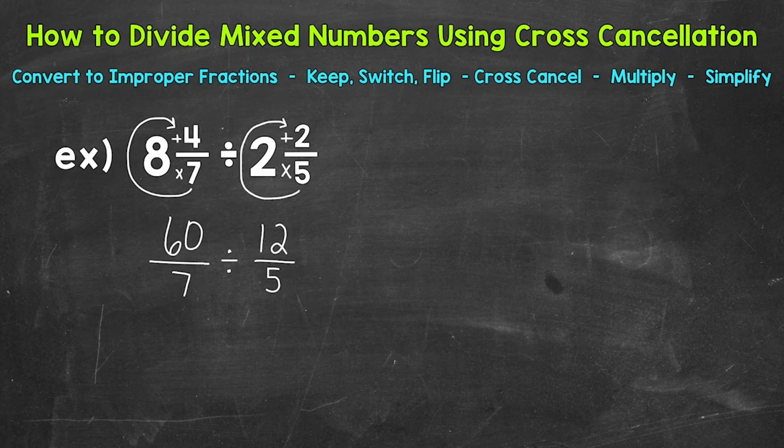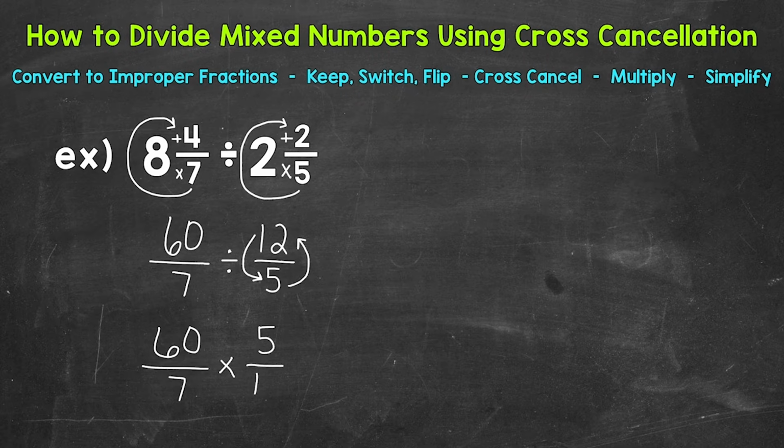All right, let's go through our steps, keep, switch, flip. So we always keep the first fraction. So 60 over 7. Then we switch or change to multiplication, and then flip our second fraction. So the denominator becomes the numerator, and the numerator becomes the denominator. This is called the reciprocal. So we have 5/12. Now we can multiply straight across.